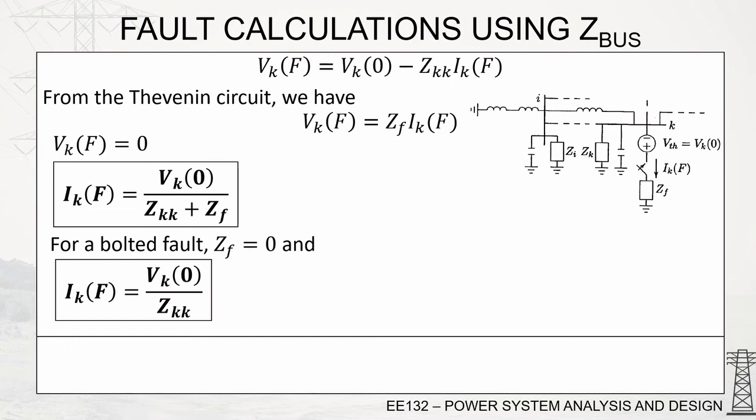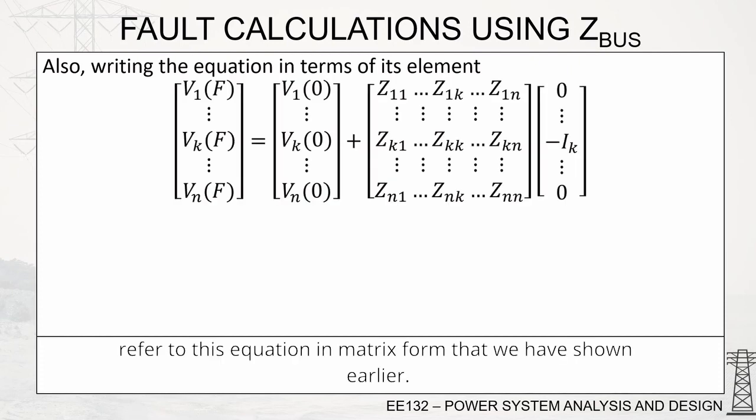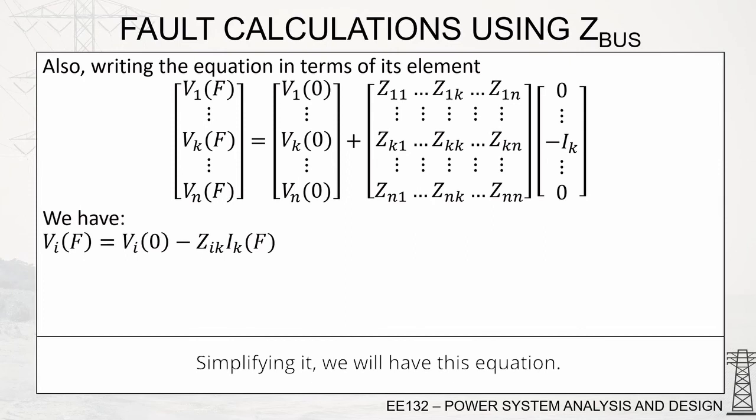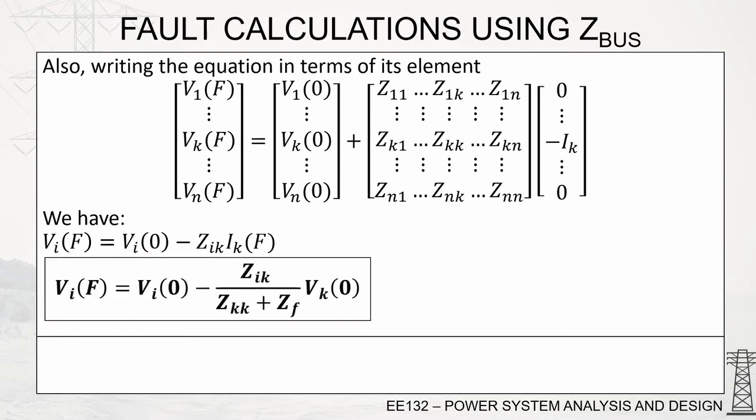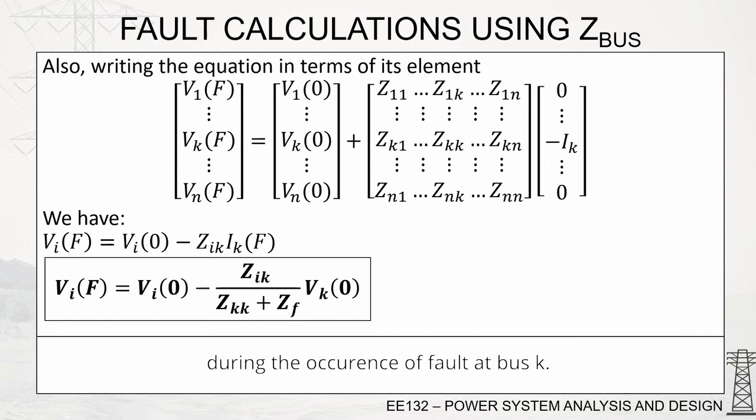Also, writing the equation in terms of its elements, refer to this equation in matrix form that we have shown earlier. Simplifying it, we will have this equation. Substituting for I sub k at fault, bus voltage during the fault at bus I becomes this. This will be our working equation in solving for the voltage at any bus I during the occurrence of fault at bus K.